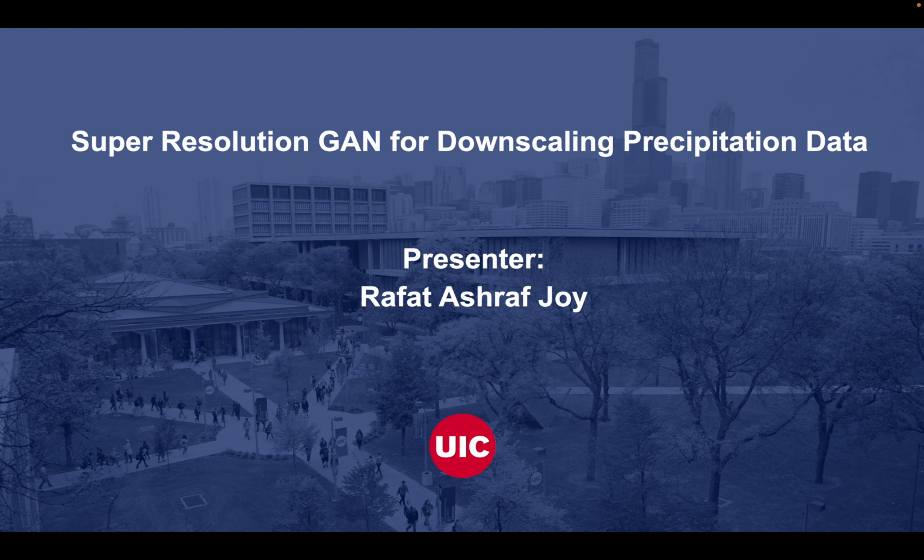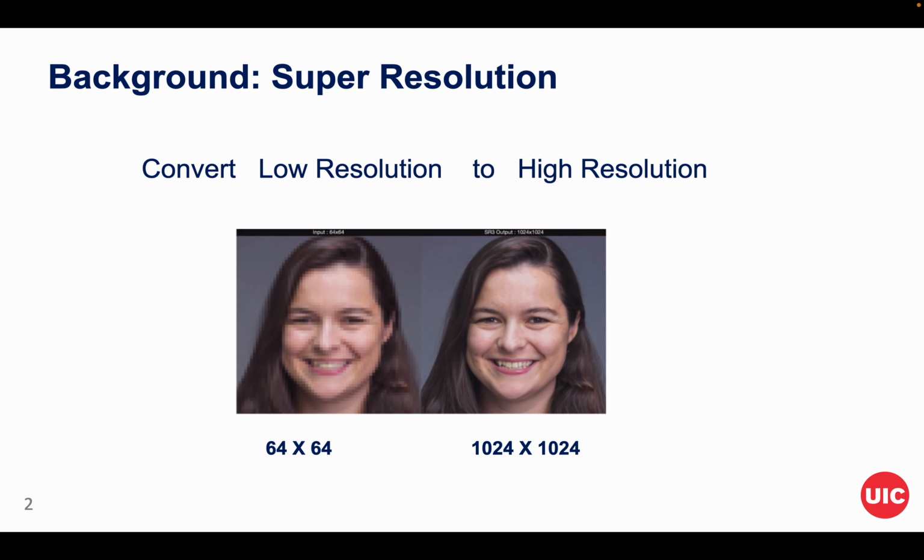The topic of my project is super-resolution generative adversarial network for downscaling precipitation data. Super-resolution is the task of converting a low-resolution image to its high-resolution equivalent. For example, this image has been upscaled with a 16 times magnification factor.